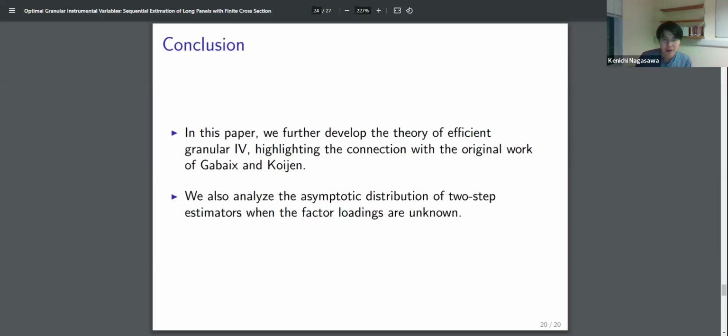Okay, so that was all I have. In this paper, we further developed the theory of granular instrumental variables, and we highlight the connection between our work and the original work done by Gabaix and Koijen. That was the efficiency part, where we assume the factor loadings to be known. In the second part, we analyze the asymptotic distribution of the two-step GIV estimator, where we need to estimate the factor loadings in the first stage. So that's it. Thank you so much for your attention.